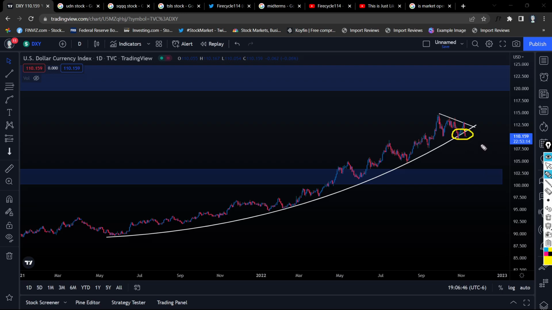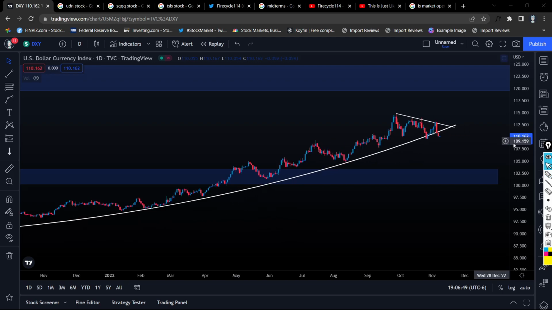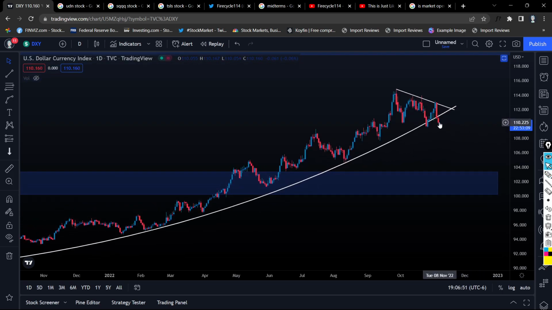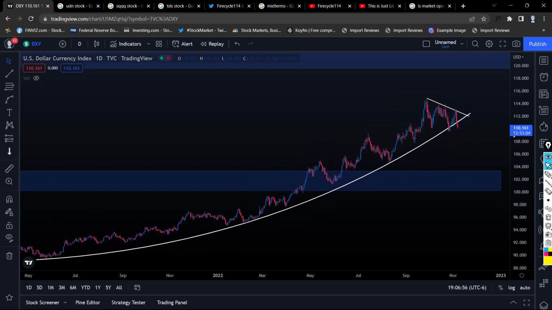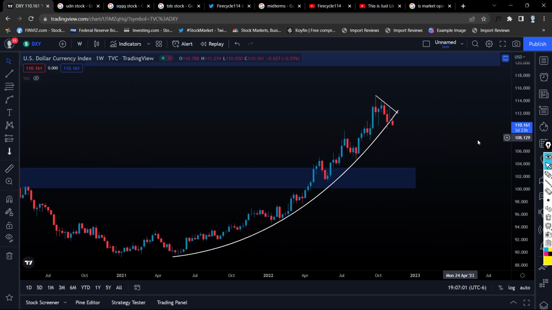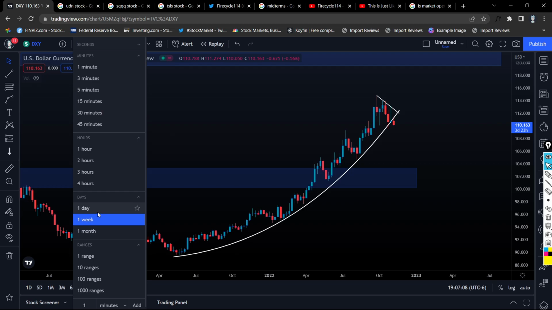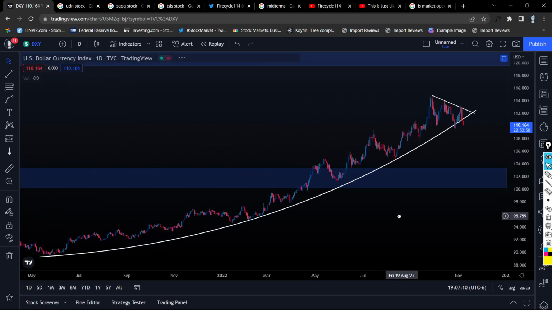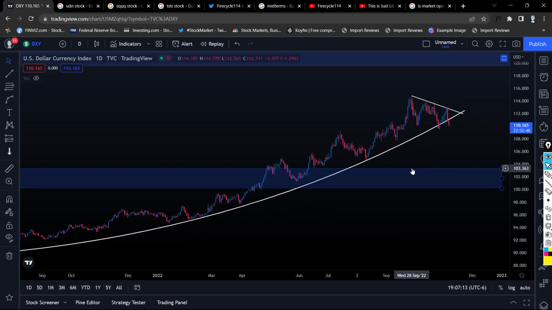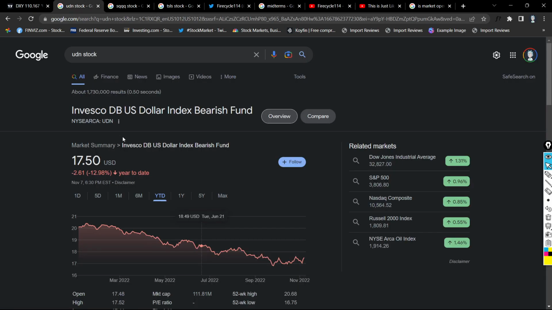We need to start breaking this level, and in fact, we might have broken that today. If we take a look at today's price action, we did break below on the daily time frame, but we need a better and bigger confirmation on the weekly time frame if we can start breaking this massive curve line to the downside for the US dollar. So that is my thoughts and what I am looking at. Price target to be around 100 bucks, but if we take a look at the UDN stock, it's not going to be much of a profit.